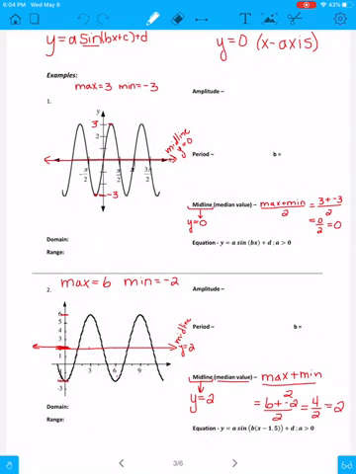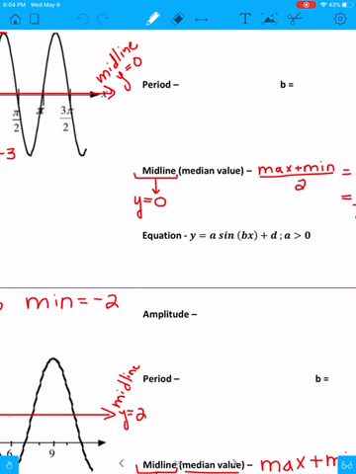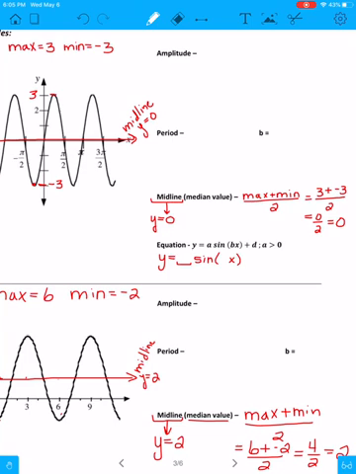So I'm going to have y equals some sort of a value, sine, some sort of b value, x, and then my midline in this case is 0. The median value is 0, so I'm going to have a plus 0 at the back. Now let's go back to page 2.